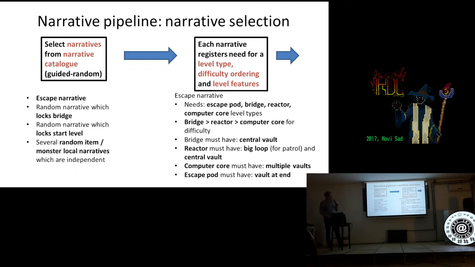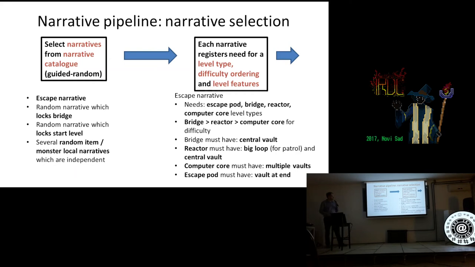So the computer randomly selects, or guidedly randomly selects, these narratives. And each narrative then has a turn to say, well, I need a particular type and particular number of levels. I need to give you some information about how difficult they are, and I need to say what I need on those levels. So this is all about letting the narrative drive the level design, not the other way around.